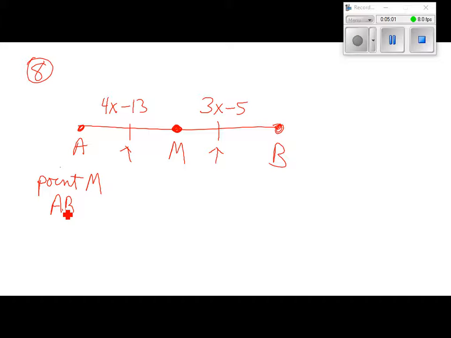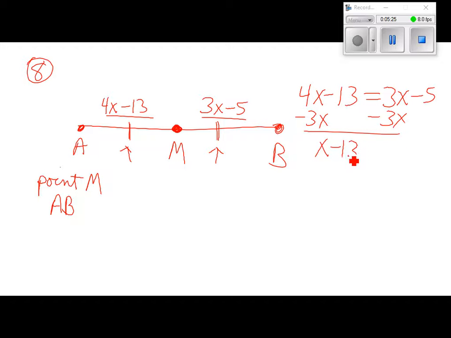To figure out how long segment AB is, first thing we gotta do is set up an equation. Well, we know that since these both have these tick marks, these two have to be congruent to each other, they have to be equal, so we set up the equation. 14x minus 13 equals 3x minus 5. We're not adding them together this time, we're just setting them equal to each other. Subtract 3x on both sides, end up with 11x minus 13 equals negative 5. Add 13 to both sides, you end up with 11x equals 8. Once we know x is 8, we can take that and find the AB.